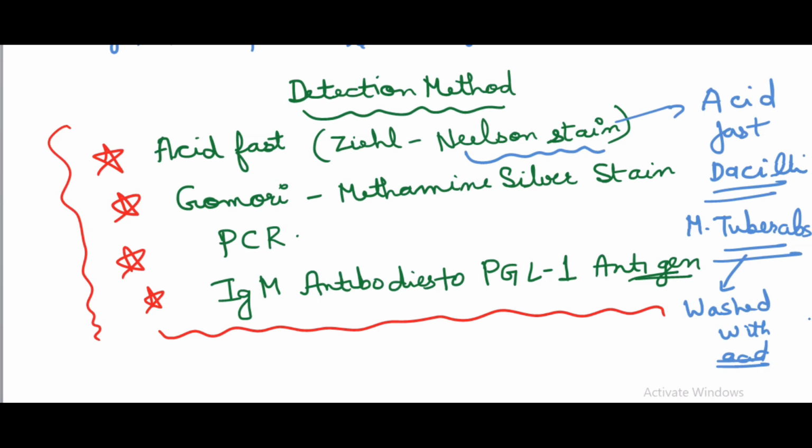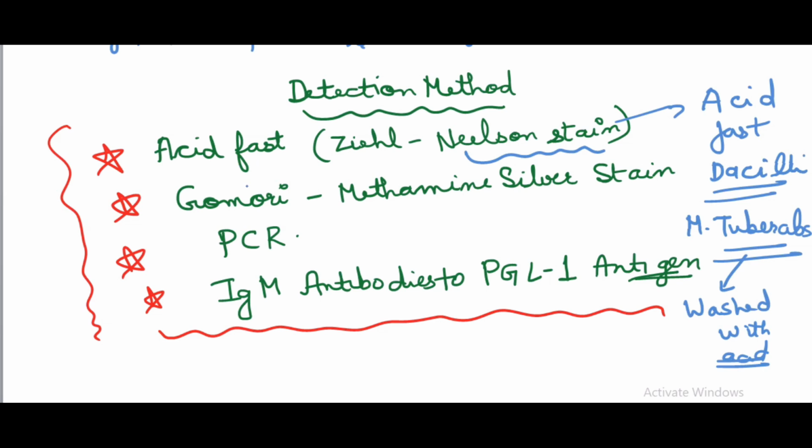So can anyone tell me why we need to use a different concentration of sulfuric acid while detecting Mycobacterium leprae compared to Mycobacterium tuberculosis? As the Mycobacterium leprae is more sensitive to acids. So we use a lower concentration of the sulfuric acid to avoid decolorizing the bacteria.